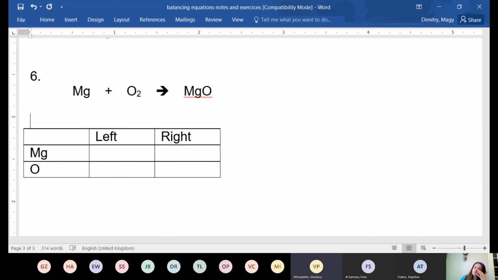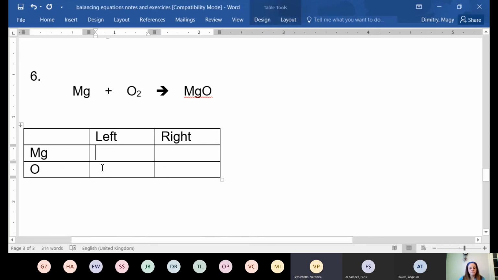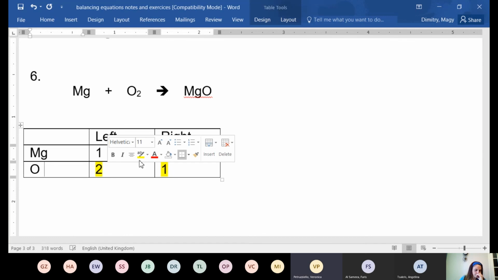There's 1 Mg, there's 2 oxygen, and on the right there's 1 Mg and 1 oxygen. Yep. Do you like divide the oxygen or something? No, you're not allowed to do that. It's all multiplication only. No division, only multiplication. Divide is stupid.